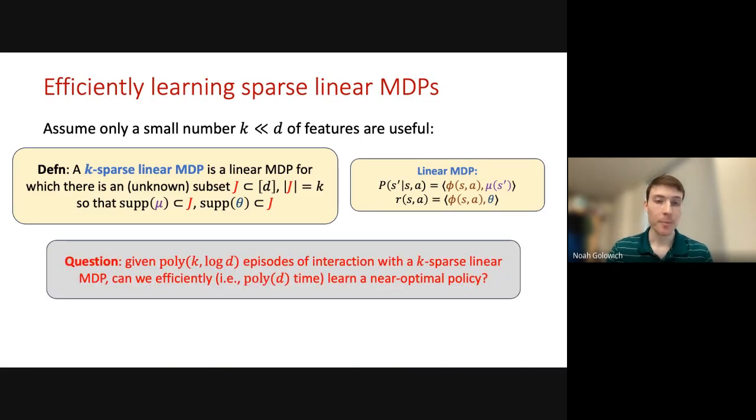Now here's the main question pertaining to learning sparse linear MDPs. Suppose we're only given a number of episodes of interaction which scales as a polynomial in the sparsity as well as log of the dimension, then can we efficiently learn a near optimal policy? The main point to distinguish between this question and the previous result for learning linear MDPs is that we no longer have sample complexity that can scale polynomial in D. The number of episodes of interaction must only be polynomial in K, which is much less than D. And I'll note that we also want the dependence on the other parameters, namely the number of actions and the horizon, to be polynomial.